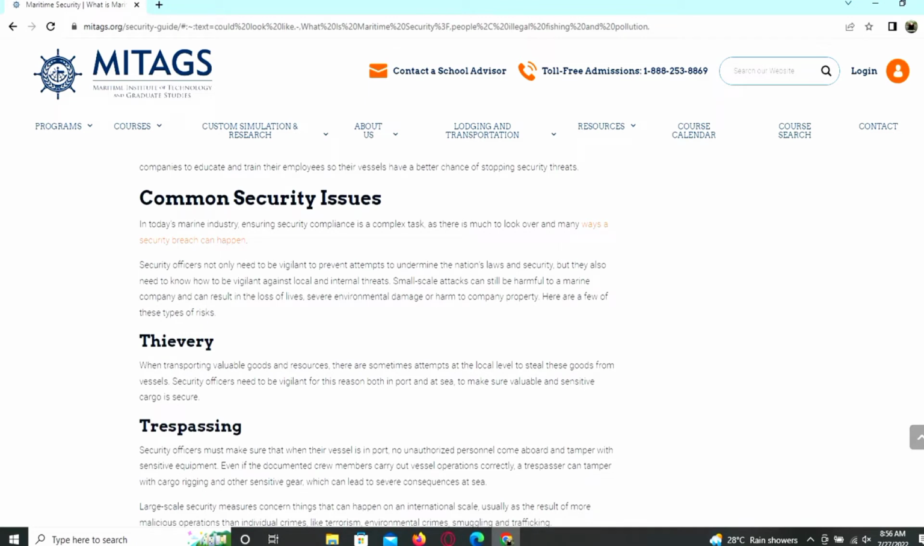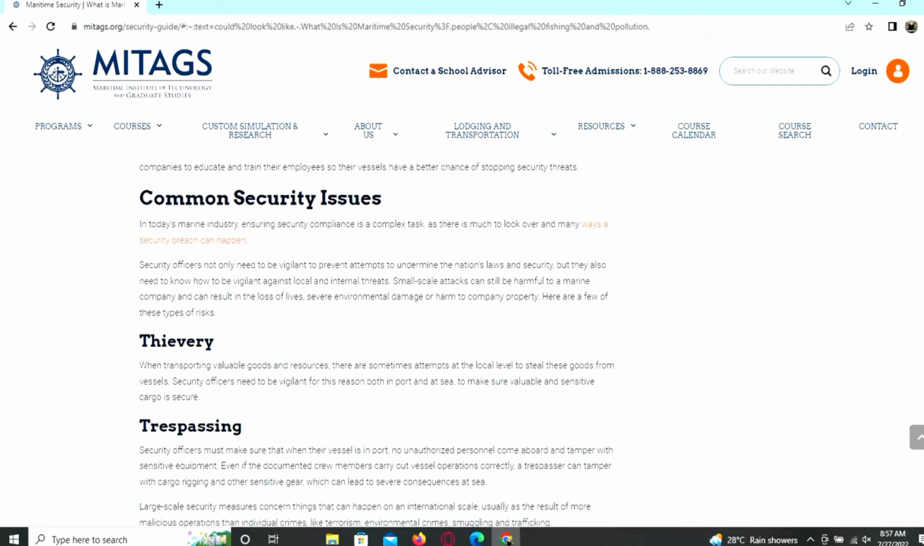Common security issues. In today's maritime industry, ensuring security compliance is a complex task, as there is much to look over. Security officers not only need vigilance to prevent attempts to undermine the nation's law and security, but they also need to know how to guard against local and internal threats. Small scale attacks are still harmful to a marine company and can result in loss of life, severe environmental damage or harm to company property.